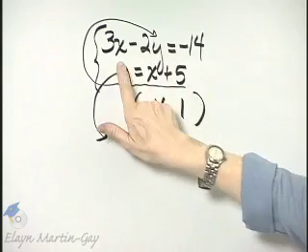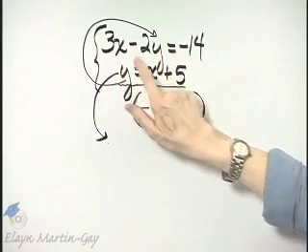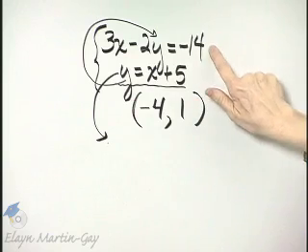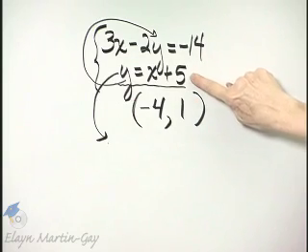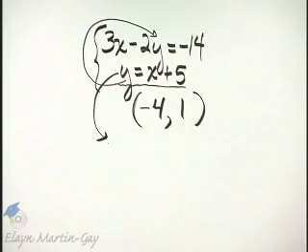How can you check? Let x be negative 4, y be 1. See that a true statement results here, and you must do the same thing here. But it will, and that's the solution.